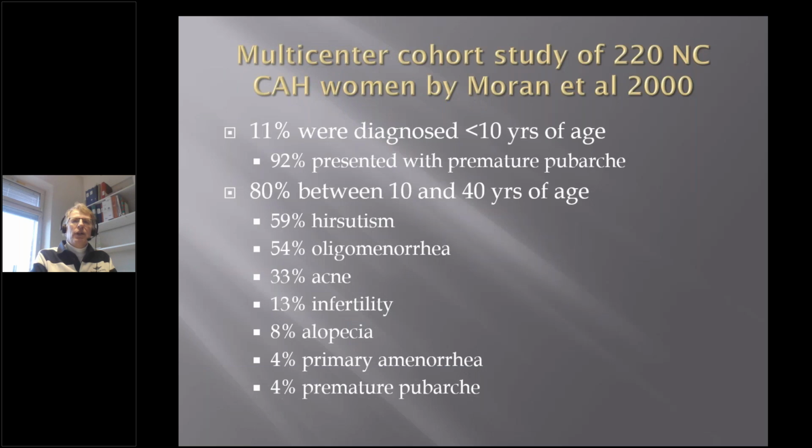Some decades ago, there was a study of different centers in different countries. They had 220 non-classic women, and out of these 220, 11% presented when they were younger than 10 years of age or were diagnosed at that age, and almost all of them presented with premature pubarche. 80% were diagnosed between 10 and 40 years of age, and the most common symptoms were hirsutism, oligomenorrhea, acne, infertility.